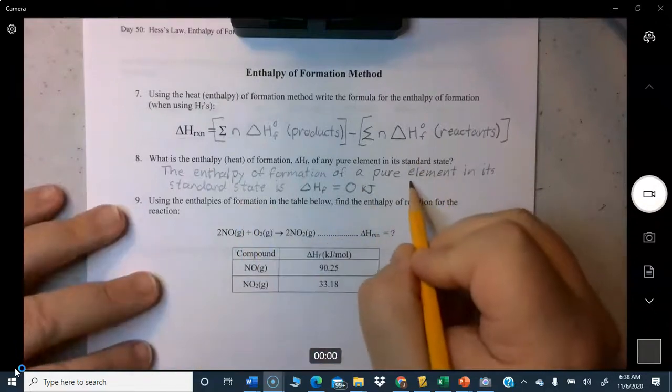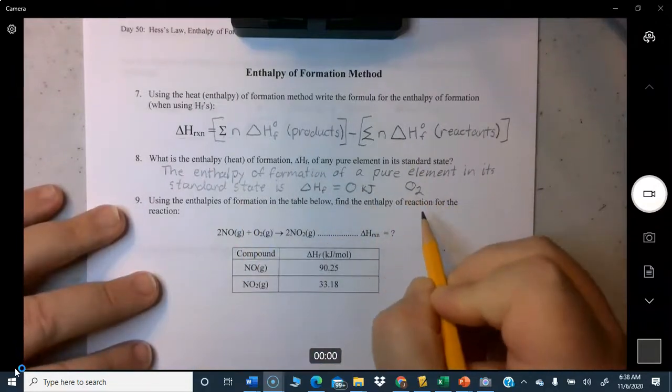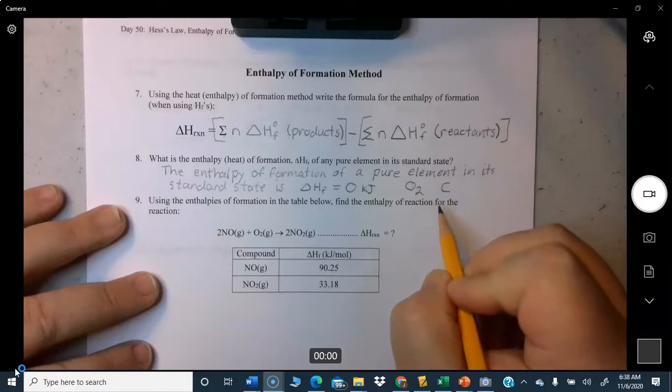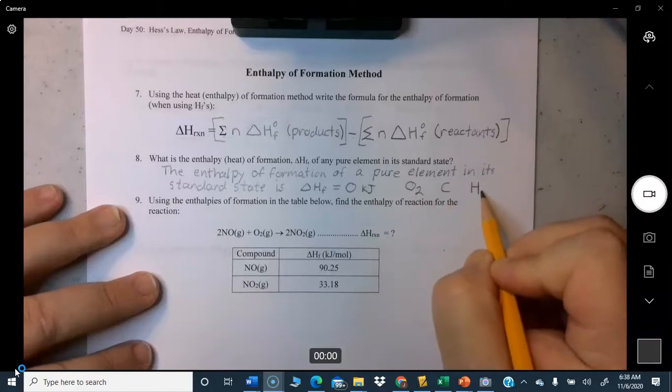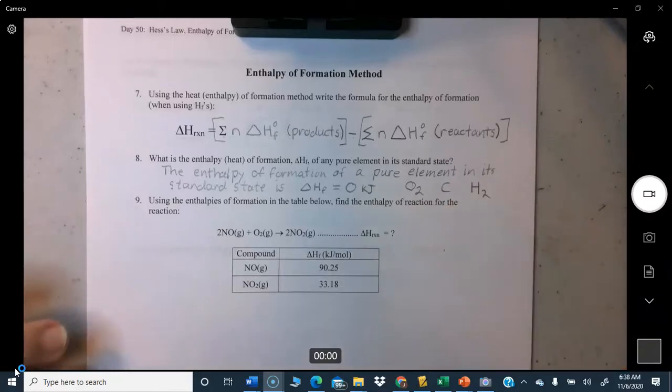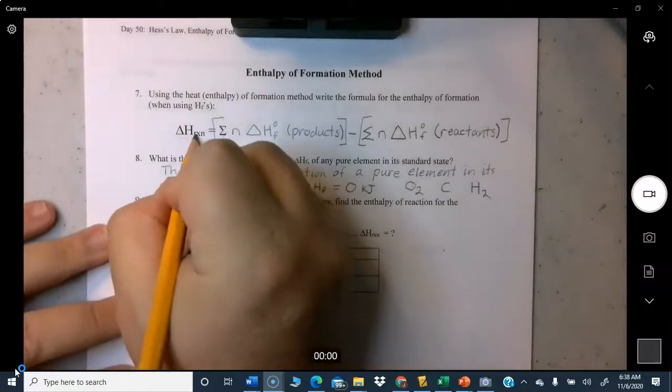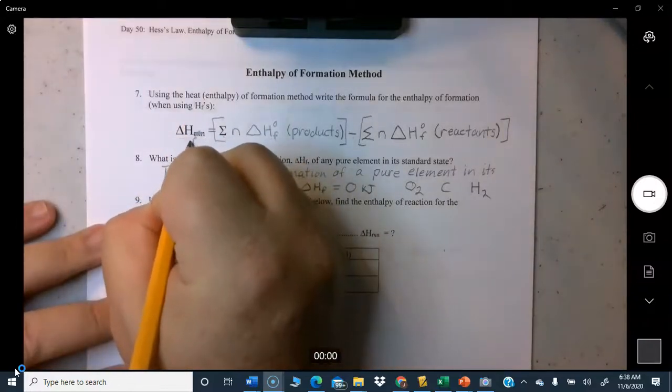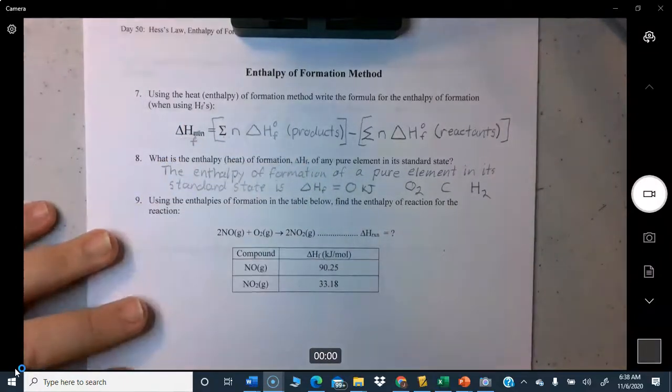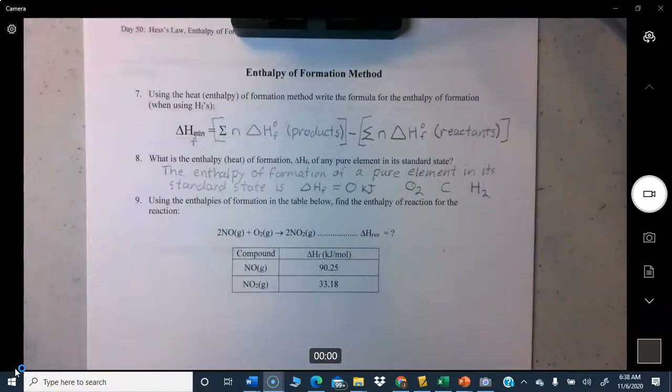So what are we talking about? Pure element state. We would be talking about O2, for example. We would be talking about carbon. We would be talking about H2 by itself. Those are 0. All right? Okay, and I should correct this. It really should be delta H of F, enthalpy of formation. It is a reaction, that's true. Generically, it's a reaction, but it is the heat of formation specifically. Okay, let's do some of these and it'll make more sense.